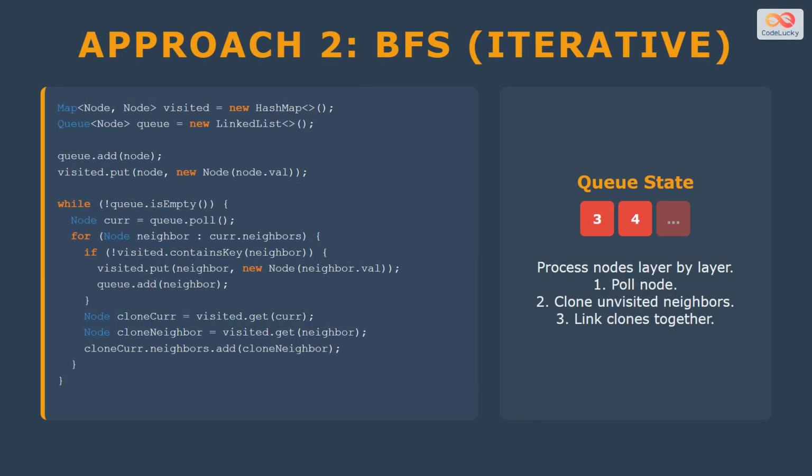Alternatively, we can use breadth-first search, or BFS. This is an iterative approach using a queue. We start by cloning the first node and adding it to the queue. While the queue isn't empty, we pull a node out, look at its neighbors, and if a neighbor hasn't been visited yet, we clone it, mark it as visited, and add it to the queue. Then we link the clones together.